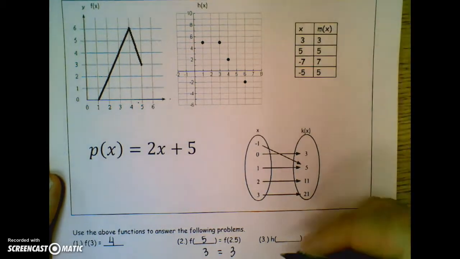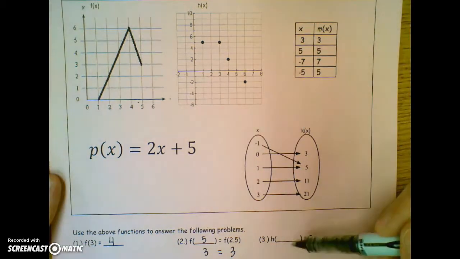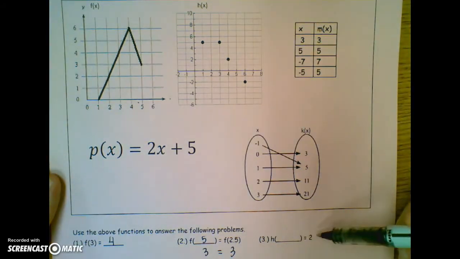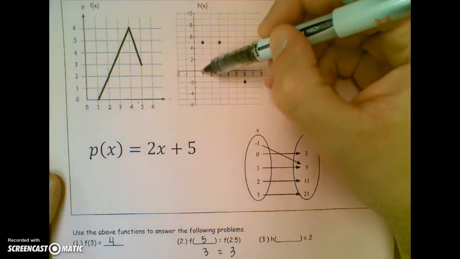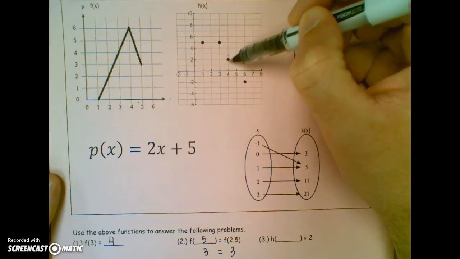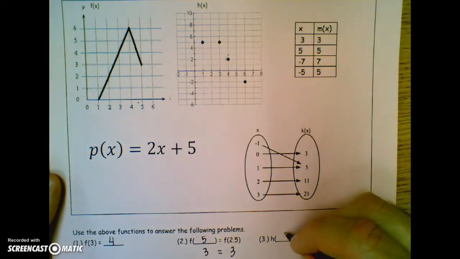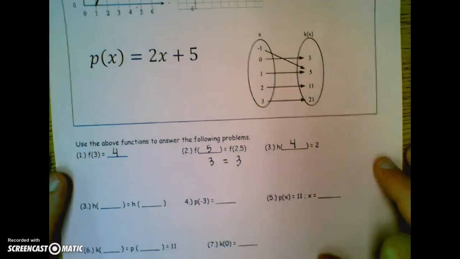Alright, the next one is asking about the h function. So I look at my h graph. It's asking which input gives me an output of 2. So looking at my inputs, I'm looking for the one that gives me an output of 2, and it looks like it's right at 4. So my input is 4, my output is 2. Okay, let's go to the next one.